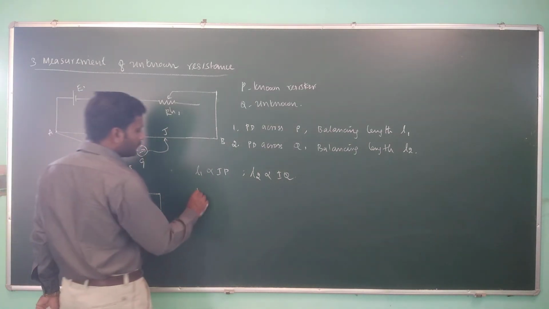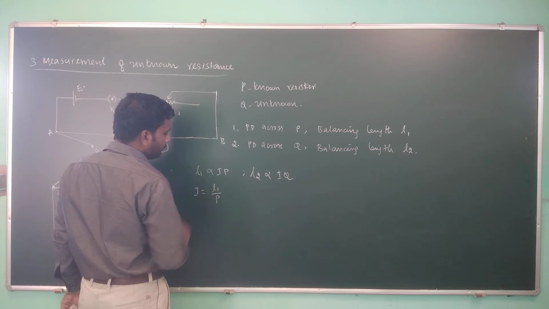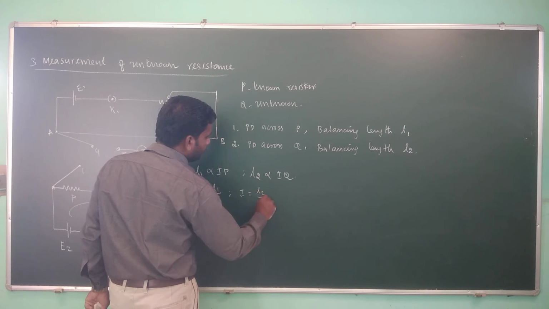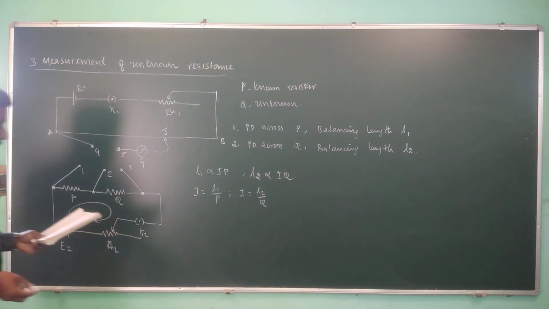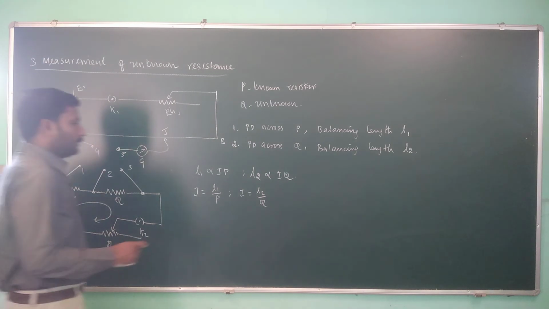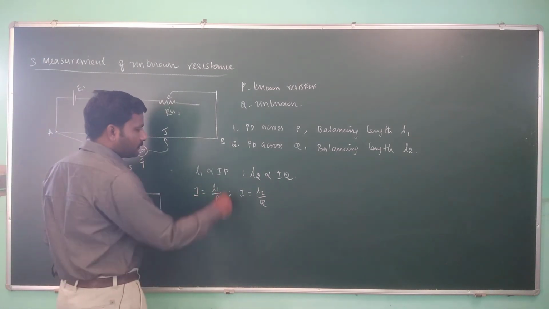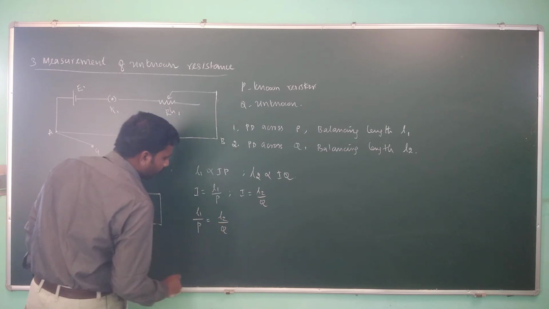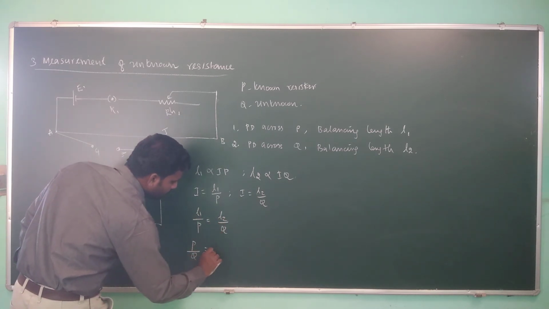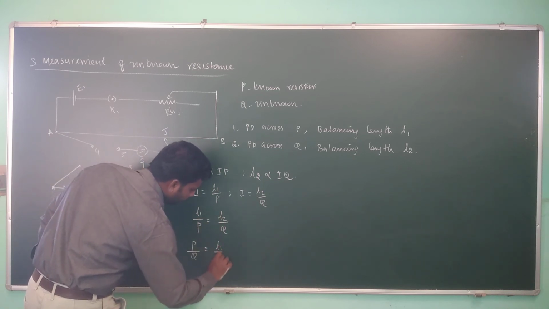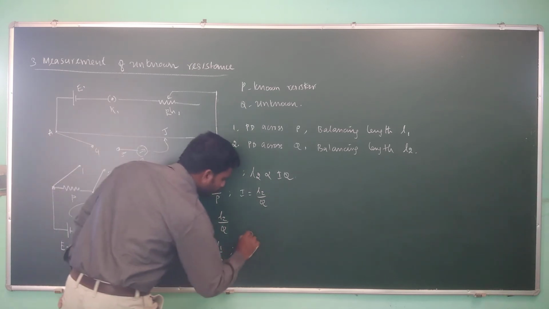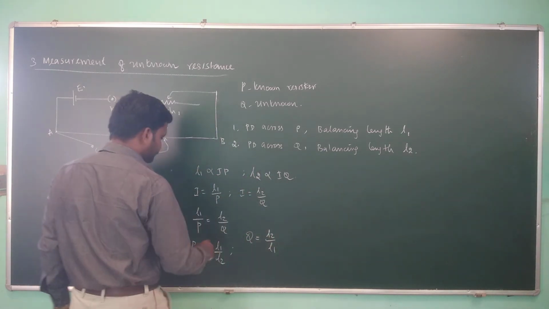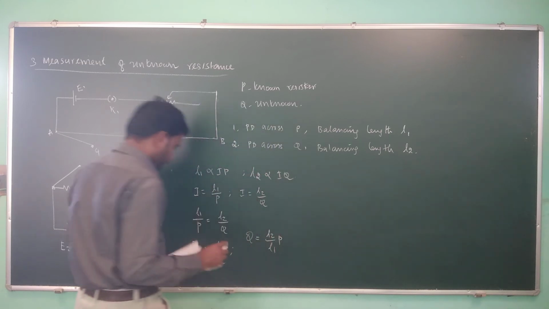Now we can write this equation as I is equal to L1 by P in this case, or in the other case I is equal to L2 by Q. As the left hand sides are equal, the right hand sides must be equal. So L1 by P is equal to L2 by Q. So you can write P by Q is equal to L1 by L2, and we want to know what is Q, so Q is equal to L2 by L1 multiplied by P.